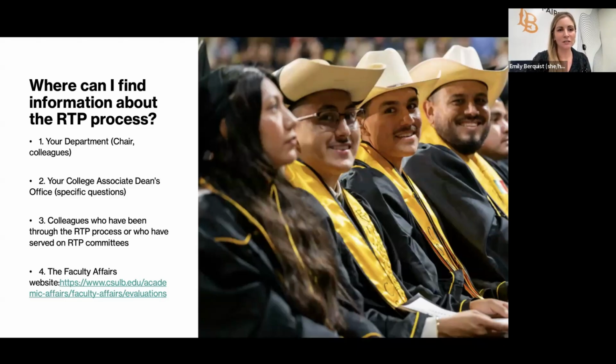Number three suggestion for who you might want to get advice from in the RTP process, I think this is most important, it was for me as a candidate, is our colleagues who have been through the RTP process and/or served on RTP committees. For me, I did this back when we were still using paper files. I actually had colleagues' copies and I got to look at their entire file. So that's really helpful. And then, of course, the Faculty Affairs website.